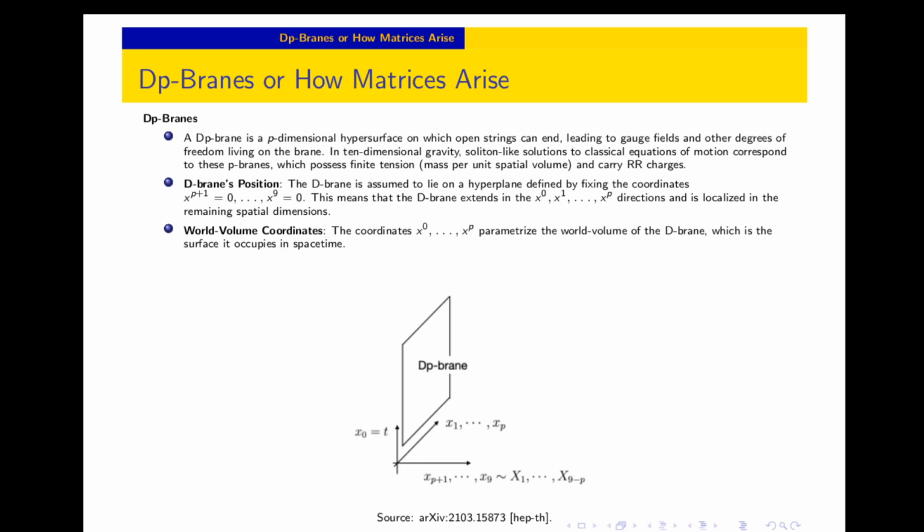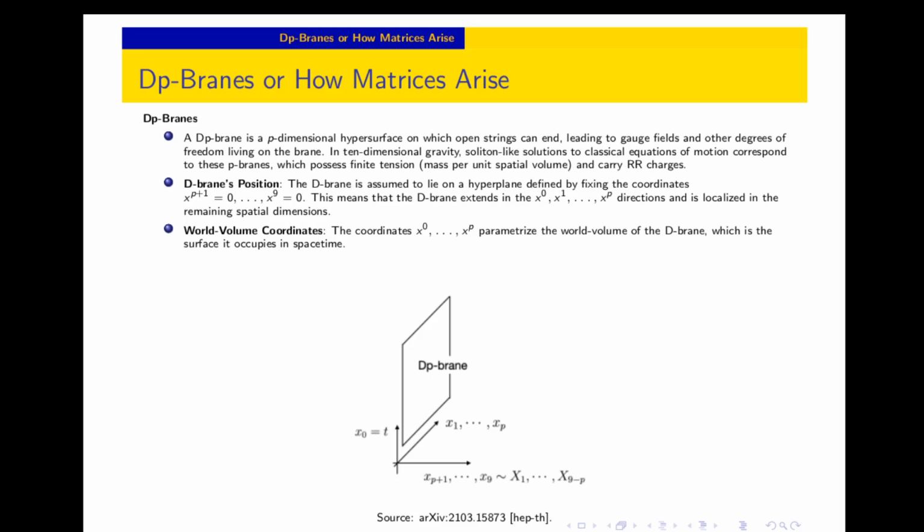It is the Dp branes that give rise to the matrix formulation in the BFSS model. A Dp brane is a p-dimensional hypersurface on which open strings can end. This leads to gauge fields and other degrees of freedom on the brane. In 10-dimensional gravity, these Dp branes are soliton-like solutions with finite tension and carry RR charges.